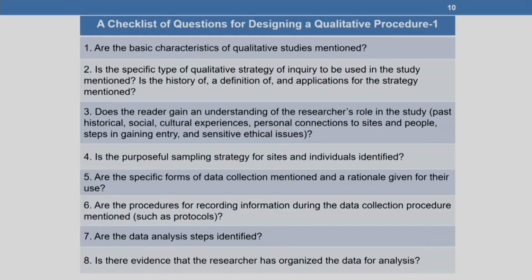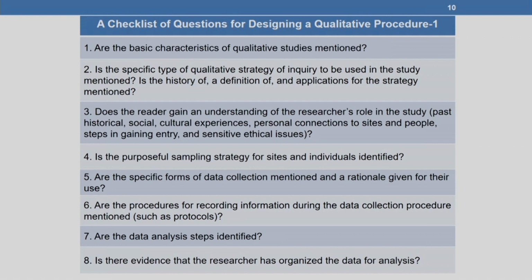Now, this is a checklist of questions that can be kept in mind for designing a qualitative procedure. I have summarized the discussion I have just had regarding the different steps to be kept in mind when designing qualitative research. Many more questions can be added to the checklist that I am presenting here, but these are some of the most general questions that can be kept in mind for a smoother qualitative designing process.